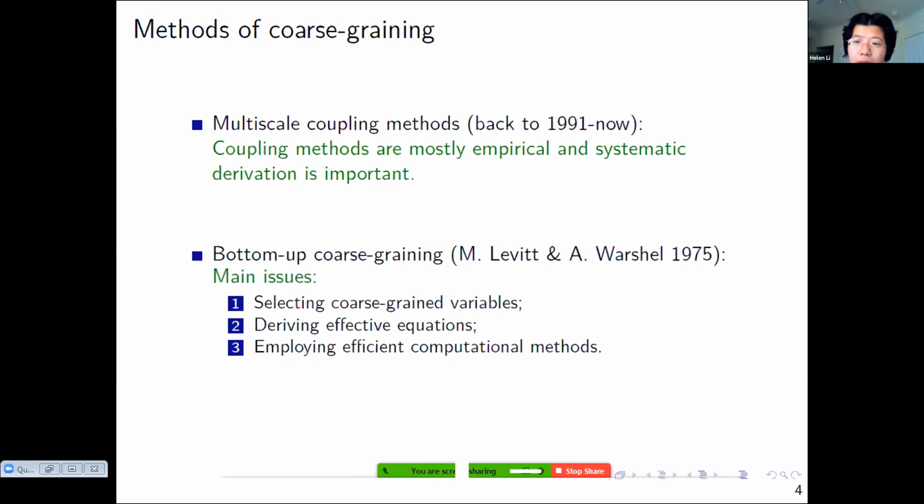And the other type of coarse-graining approach is the bottom-up coarse-graining. So that is, we have the first principle model. And from the first principle, we coarse-grain from the bottom-up scale. And the challenges for this approach are, for example, how to select the right coarse-grained variables. And then once we determine these selected variables, how can we derive effective equations based on these coarse-grained variables? And then how can we implement these effective equations?